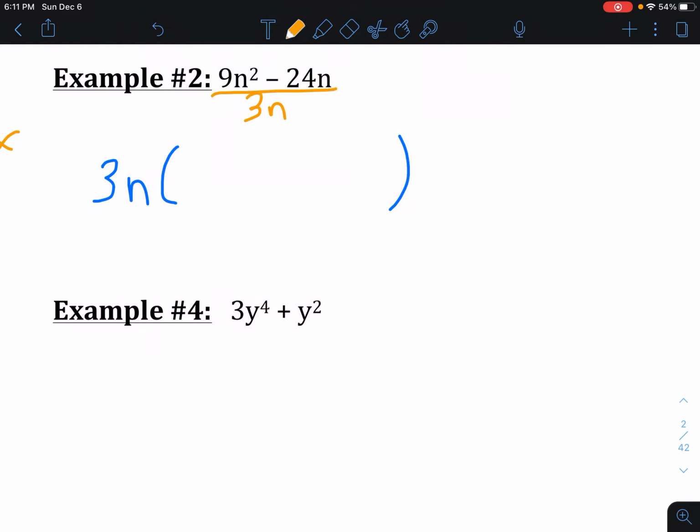So 9n squared divided by 3n. 9 divided by 3 is 3. And then n squared divided by n is n. Carry down your minus sign. The 24 divided by 3 is 8, and the n's cancel because they're the same. Now, side note, if you ever want to check to see if your answer is correct, you can take this 3n and distribute it with 3n minus 8. If you distribute correctly and then combine like terms correctly, it will turn back into your original problem.